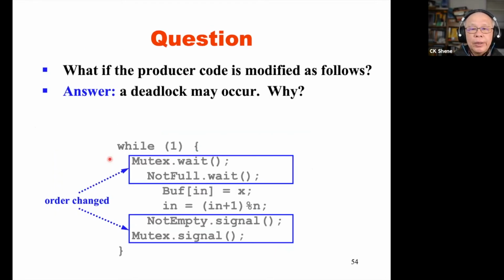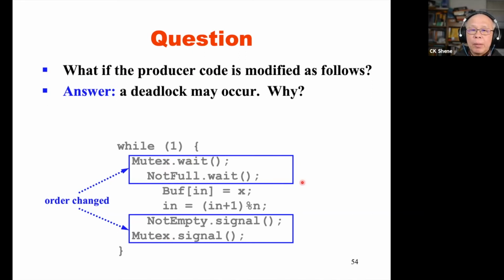Please think about this. So this is your first rather simple example. Now, here is a question. Previously, we have not full here, not empty here. And what if we moved mutex wait outside and mutex signal outside? In other words, the intention of this code is we lock the buffer first and wait for the buffer to be not full. That's for the producer. And add information there, signal a consumer, and then unlock the buffer. So what would happen?